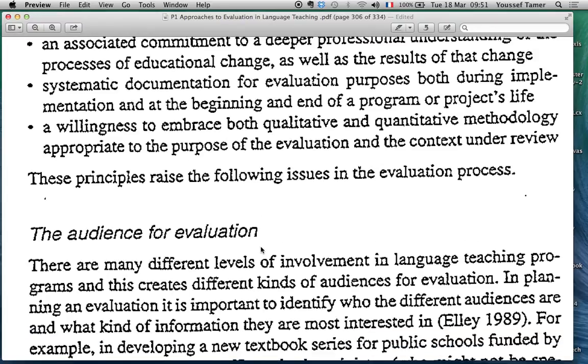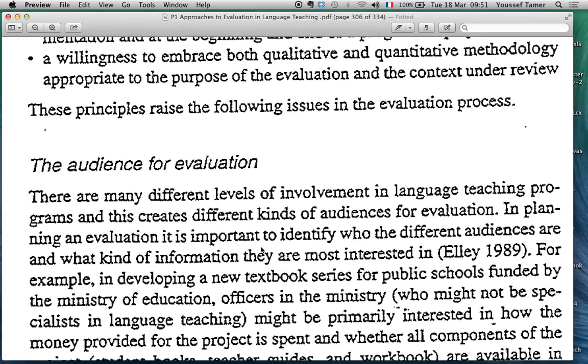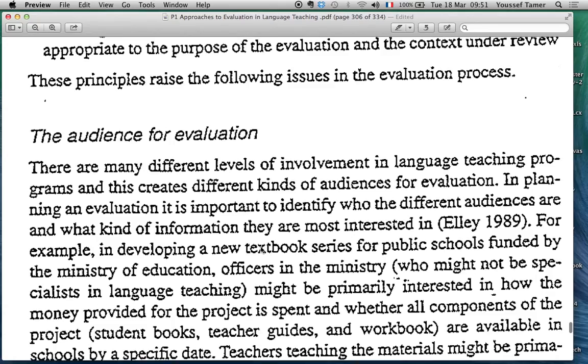Okay, a willingness to embrace both qualitative and quantitative methodology, and we're going to refer to this as well. Should we use qualitative? Should we use quantitative? Always a discussion there, okay? But the best answer for this is to combine. Whenever people are researching, I'm talking about the research methodology, they raise these issues, and then at the end they tell you, best approach is to combine qualitative and quantitative approach, okay? To have validity of results.